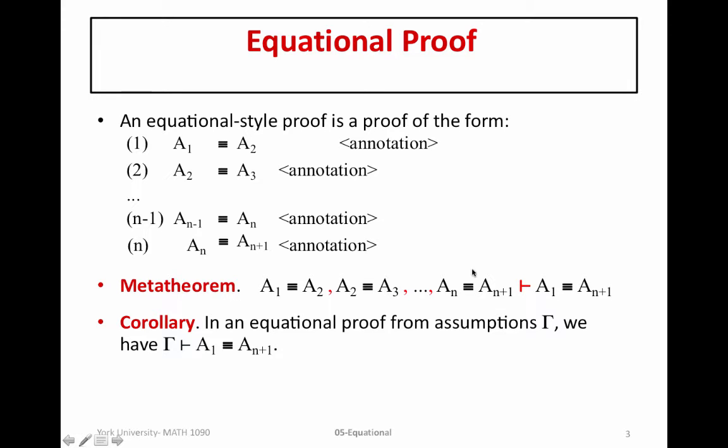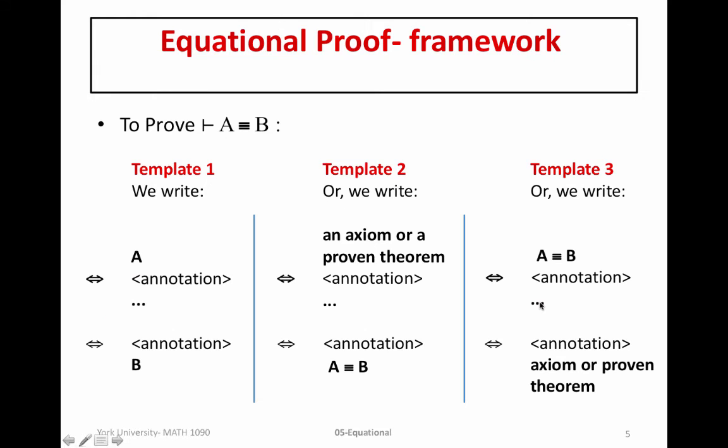In our equational style proof, we establish all of these equivalences, and then the meta-theorem tells us that A will be equivalent to B, because we start with A and we get B at the last step of our equational style proof. So we establish all of these equivalences where we start with A and end up with B, so this meta-theorem tells us that this is a valid proof of A equivalent to B.